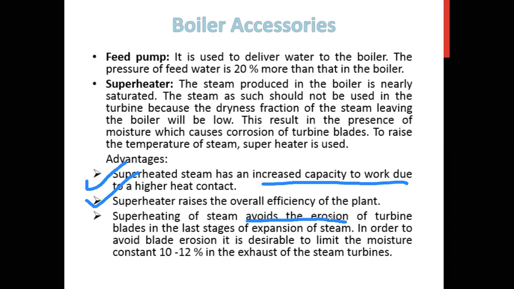Okay, so it basically avoids the erosion of the turbine blades in the large stage of expansion of the steam. In order to avoid erosion, it is desirable to limit the moisture content to 12%. That means when the steam flows, there is a very small amount of water particle in superheated steam, hardly any. So for the turbine blade, superheated steam removes the erosion. Erosion cannot happen with superheated steam. So that's why the turbine lasts longer. Okay.